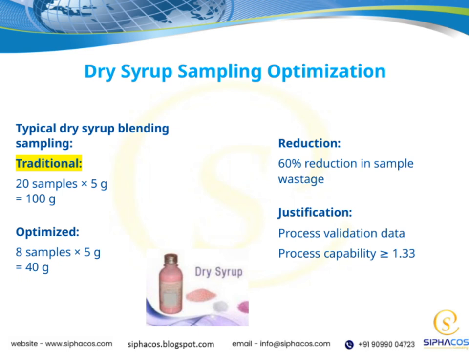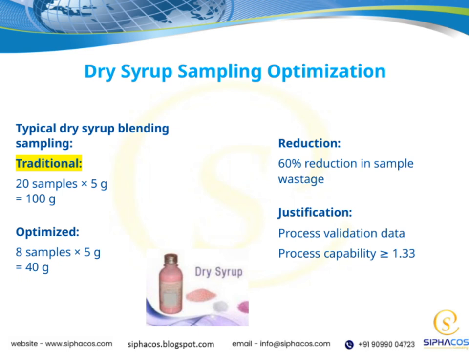When it comes to dry syrup sampling, we've optimized our approach to make it more efficient. Traditionally, sampling involved taking 20 samples of 5 grams each, totaling 100 grams. While effective, this method was quite resource-intensive. Our new optimized method reduces the number of samples to just 8, still at 5 grams each, which means only 40 grams are needed overall. This not only saves material, but also speeds up the process without compromising accuracy.